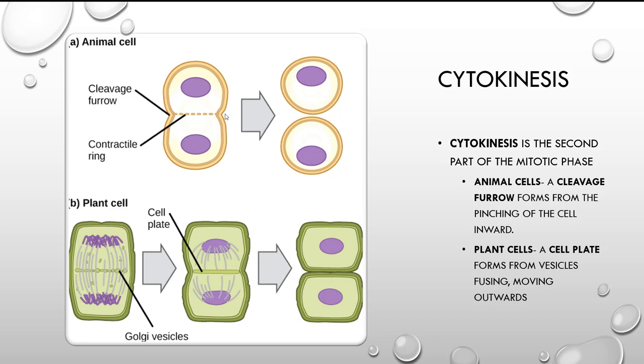So cleavage furrow pinches inward, cell plate moves outward. Okay, so it's the opposite basically. All right, so that's how we end up with two separate cells in our animal cells versus our plant cells.